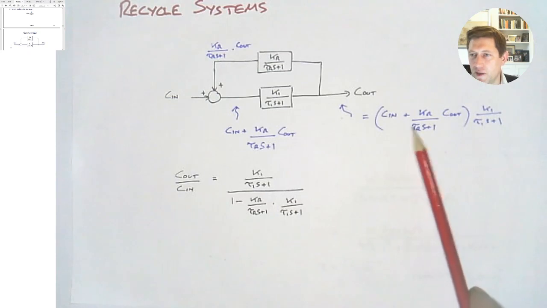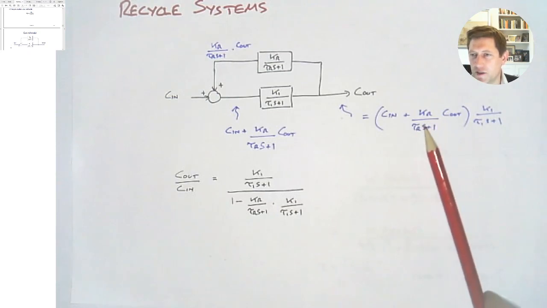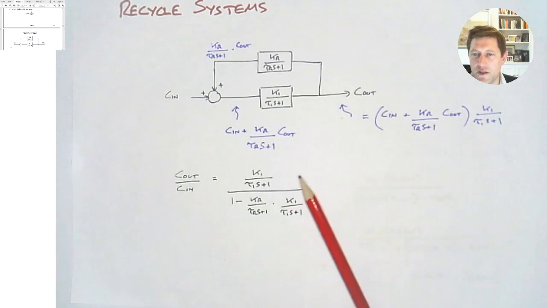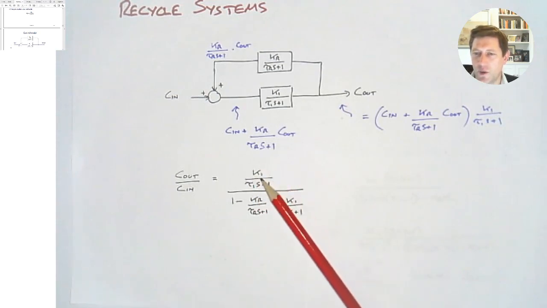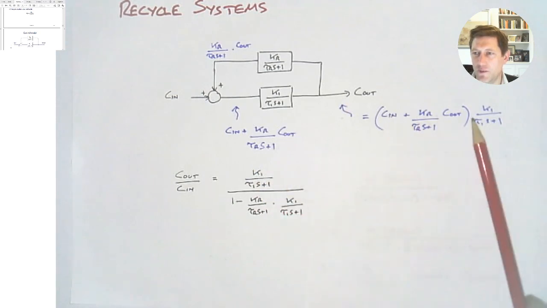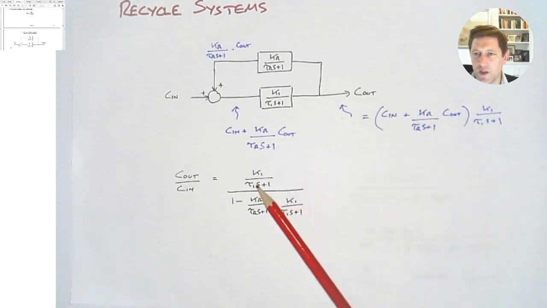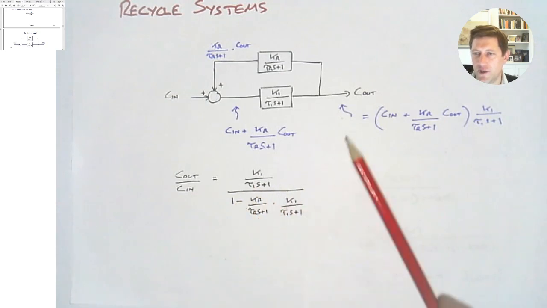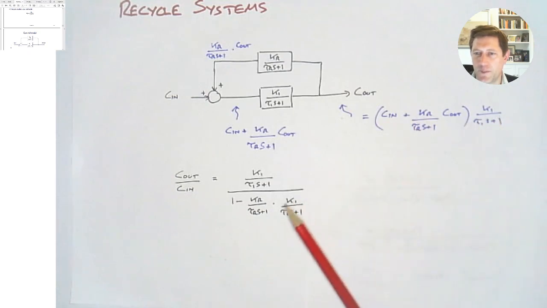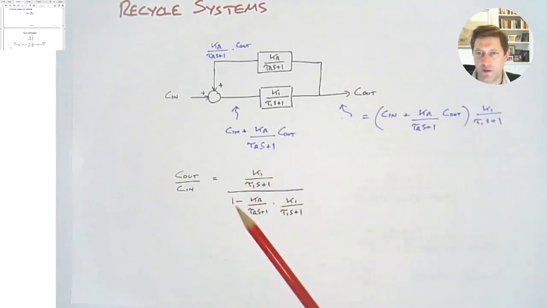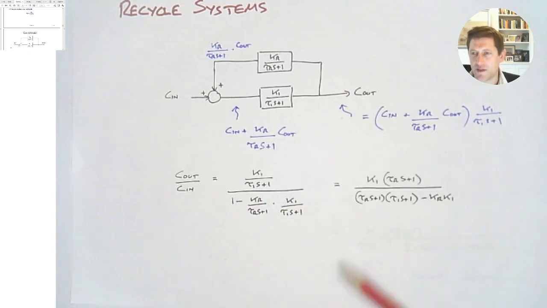We do that easily enough. We can group together the C out terms and then divide through the coefficient of those, and we get this expression here. We've got the K1 over tau 1 S plus 1 term, which comes from these two parts, divided by this term, which comes from the C out minus this part multiplied by this part. So there we have a transfer function for the overall process, and we can rewrite that by multiplying through by tau R S plus 1 and tau 1 S plus 1 to get an expression like this.